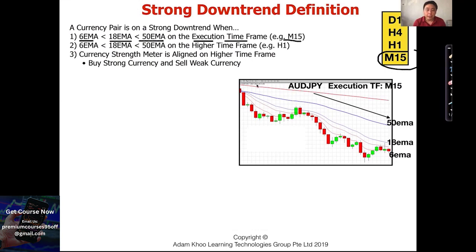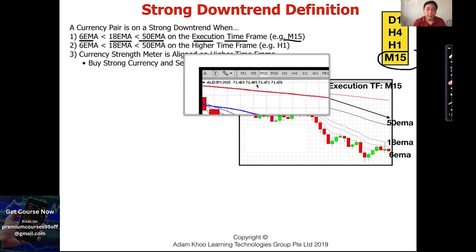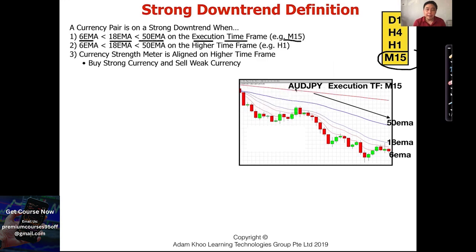So over here, you can see that we're looking at the Aussie yen on the M15 time frame. All right, and you can see clearly moving averages are sloping down. We have got the 50 EMA above the 18 EMA and the 18 above the 6 EMA.